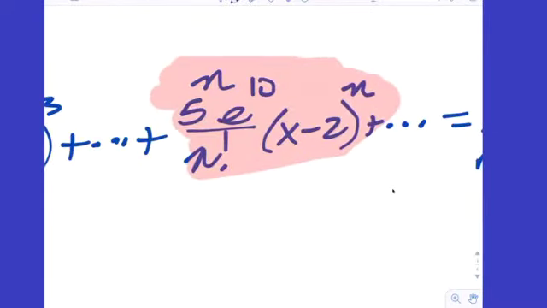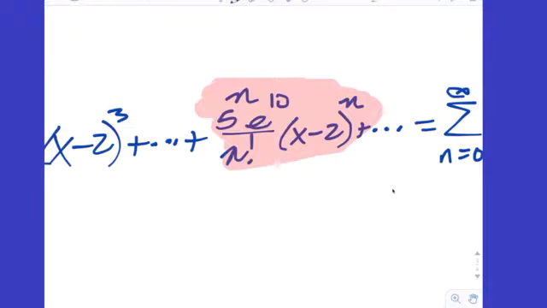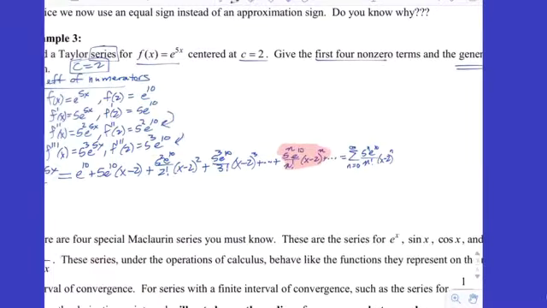Again, if you leave it like this, the nth term, you don't need to specify what n you're starting on. But when you put it in collapse form, you do have to do that. Okay, are we done? Yeah, that's all it asks us to do.